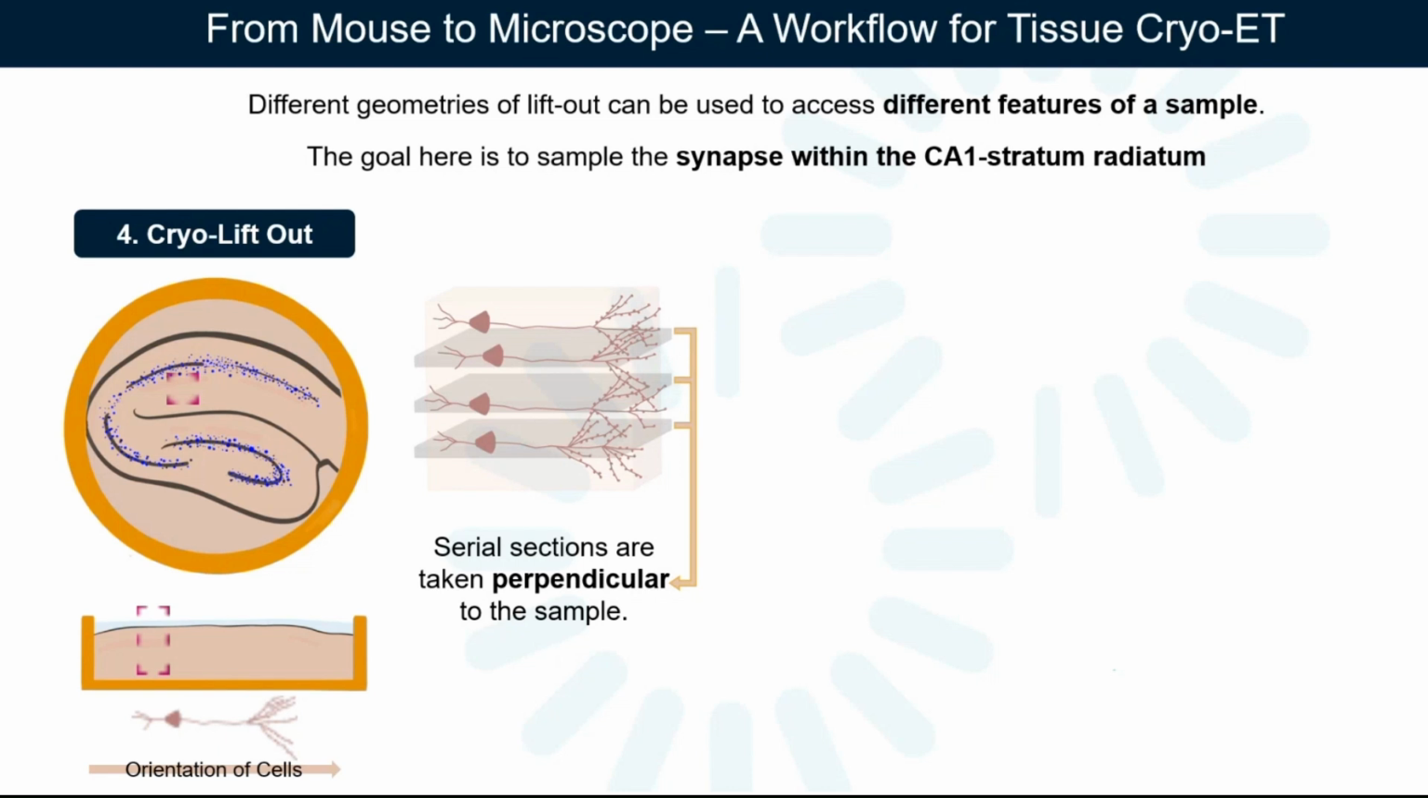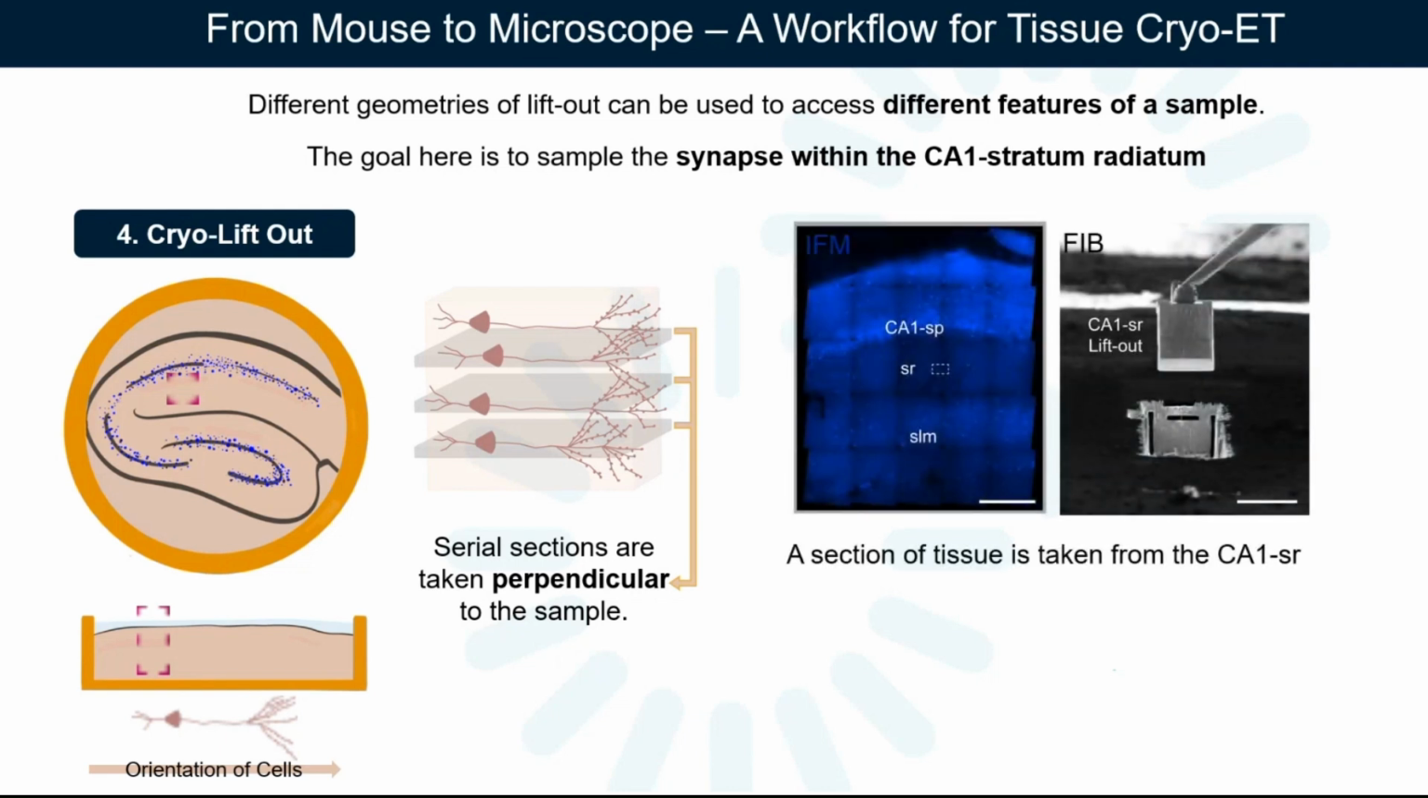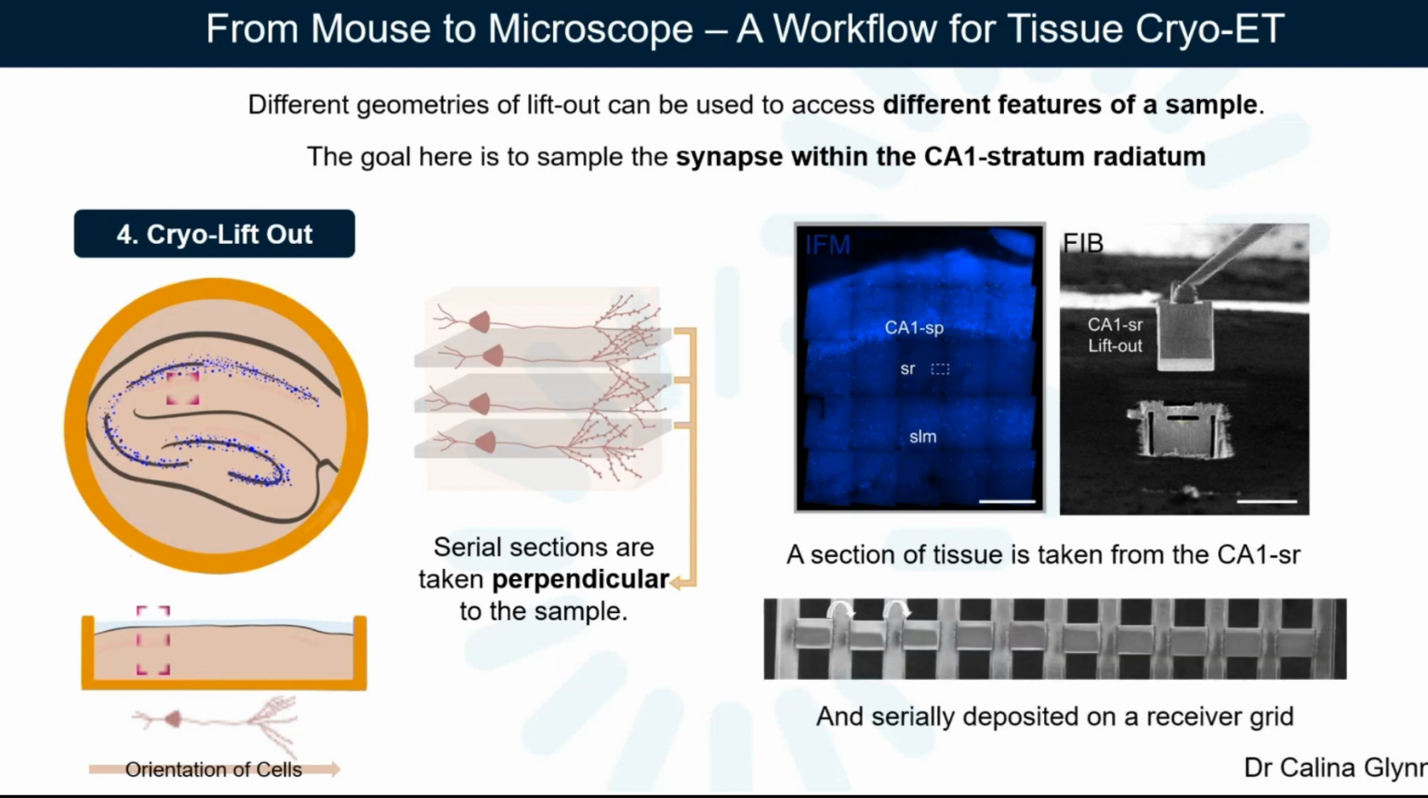And then you can take serial sections across this block of tissue. Here is just this in practice. You have the same fluorescent sample as last time with the cell layers stained. And you can identify the CA1 stratum pyramidale and the stratum radiatum. You can find a region that you're interested in and bring in your needle and take out a piece of brain tissue like this, which is then serially deposited onto a grid.